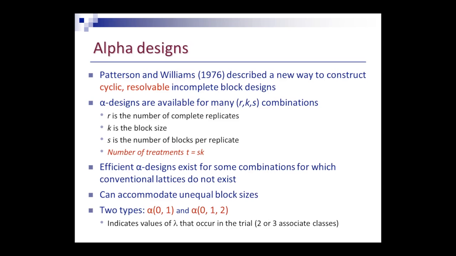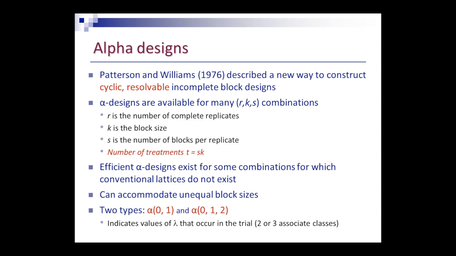From the cyclic designs, another kind of breakthrough was in 1976 when Patterson and Williams came up with a way to construct cyclic designs that are resolvable. And so it has all the desirable features of the lattice designs because the subblocks do resolve into complete reps. So we find that alpha designs are available for many combinations that we just couldn't obtain from the older lattice designs. Similar notation, but really our only constraint now is that the total number of treatments has to be the product of the number of blocks per rep and the block size, the number of plots in each block. And so in this case, we have efficient designs that exist for some combinations for which conventional lattices don't exist.